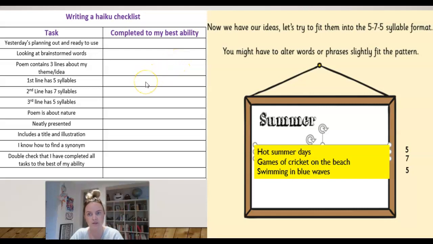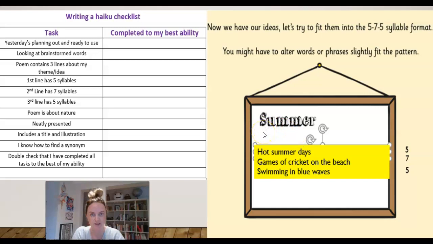Now, first line has 5 syllables. Right, I need to go and check that. Let's have a look at the first line. Can I please get everyone now to write down how many syllables are in each of these words? Hot. Can you write down the syllables in hot above hot? Summer. How many beats are in summer? How many syllables? Can you write that down above the word? Days. So boys and girls, write down the syllables for days.